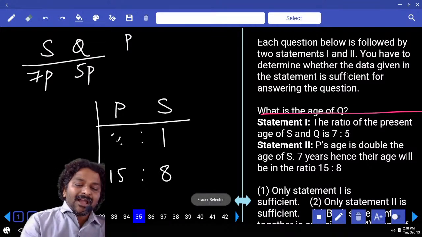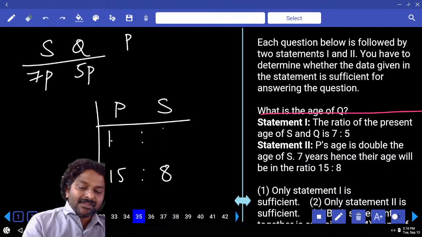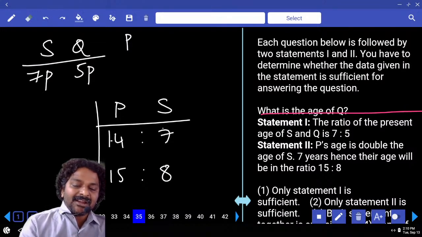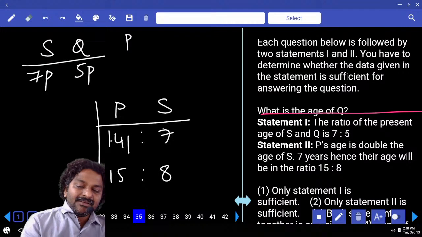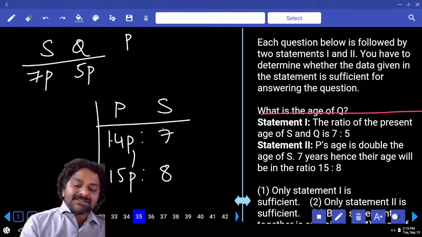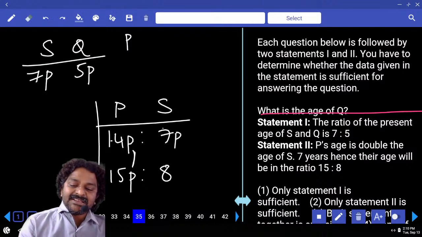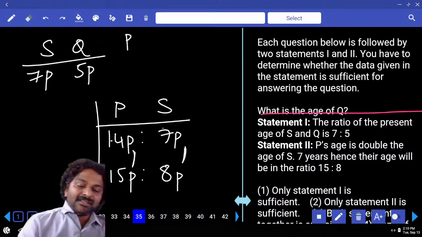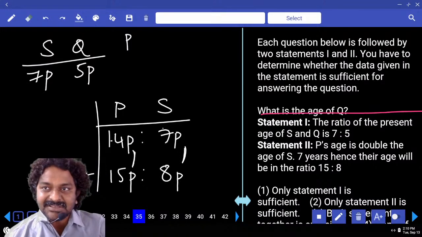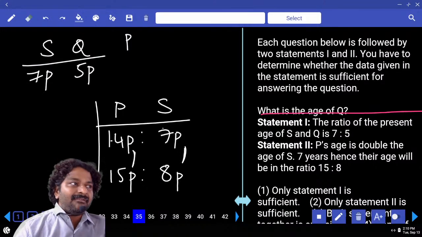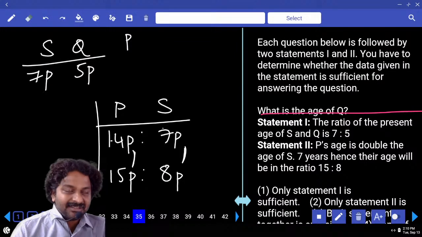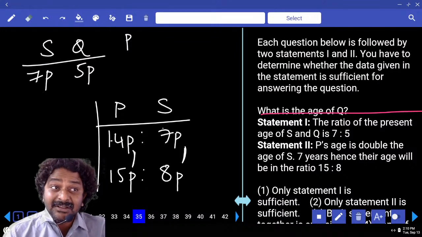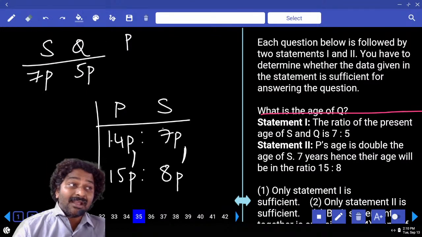2:1, I'll multiply it by 7. Then it becomes 14 and 7. P's age increased by how many parts? S's age increased by how many parts? Because of that, we can conclude 1 part is equal to 7 years. So now tell me, can we calculate P's age? Can we calculate S's age? Can you answer the question? No.